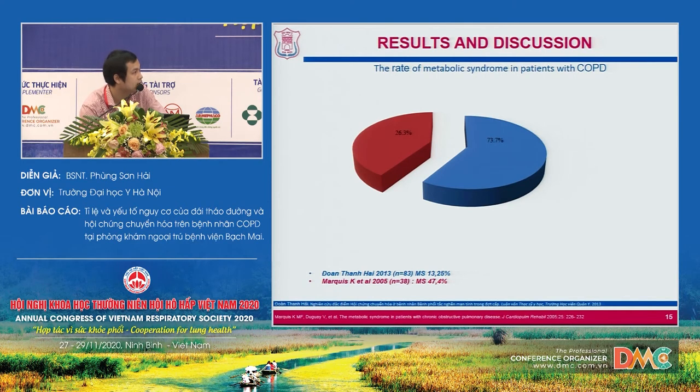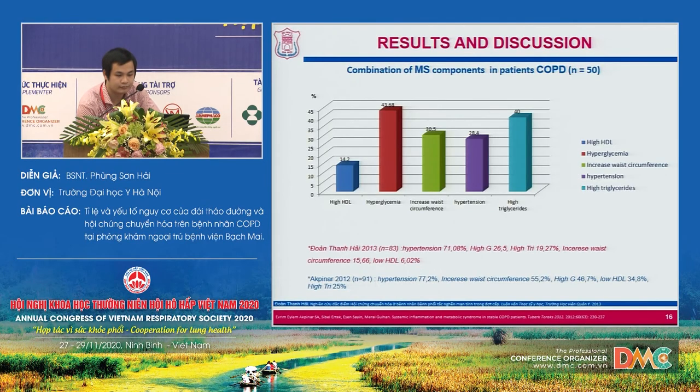Okay, and this is the rate of metabolic syndrome in COPD patients. The study found the rate of metabolic syndrome is 26.3%. In the study of Đoàn Thanh Hải, they found metabolic syndrome is 13.25%. Okay, this is the comorbidity of metabolic syndrome components in COPD patients.